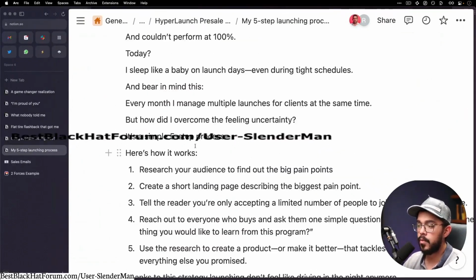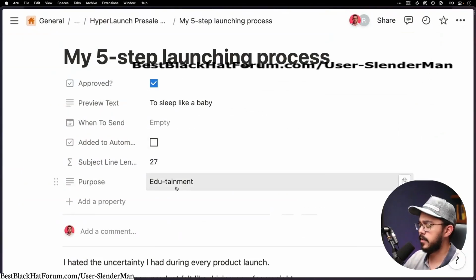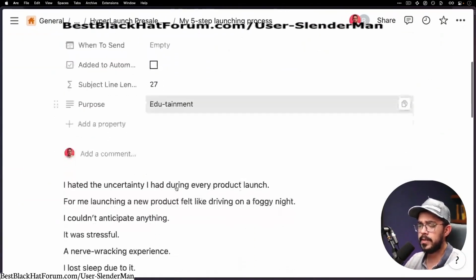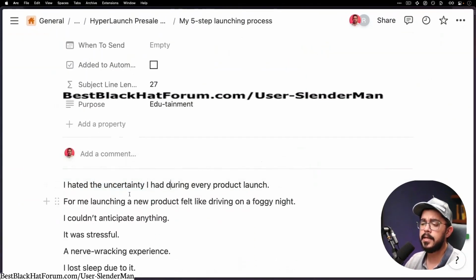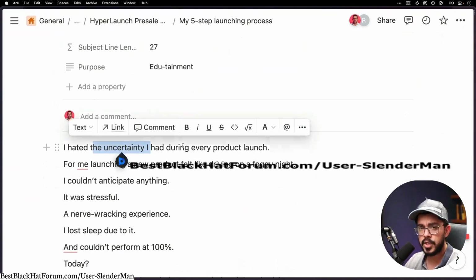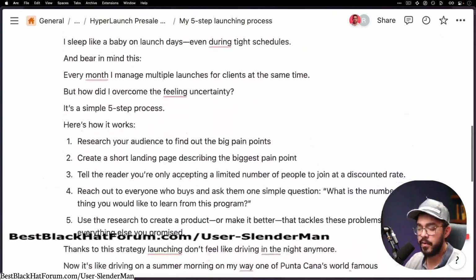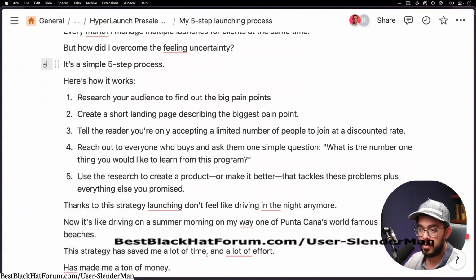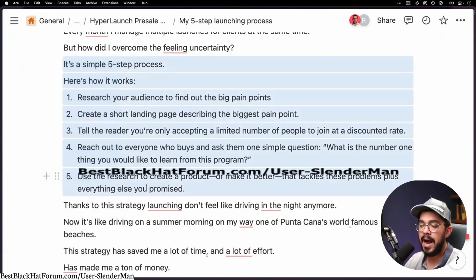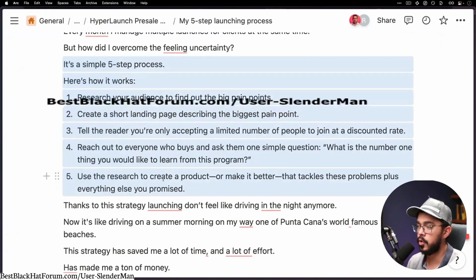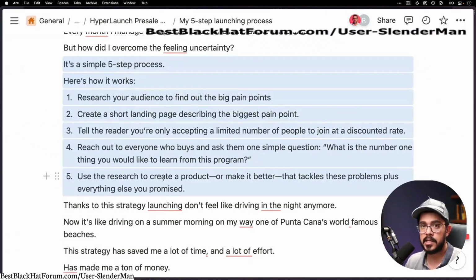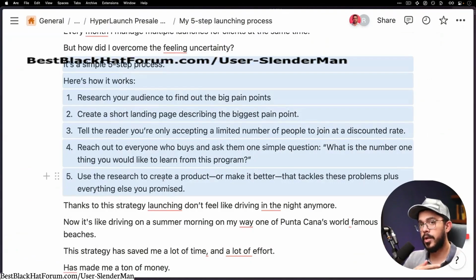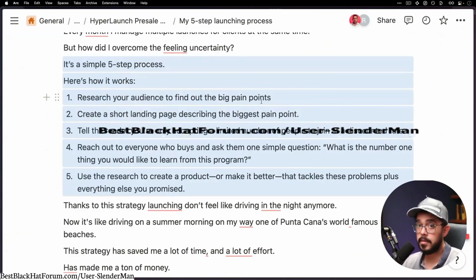And finally, what I call the edutainment. And this is really straightforward. What I do is I take a frustration, in this case, the uncertainty of launching, and then I give you a big picture process on how I think about creating products or achieving X success in that domain. So what you do is you're showing what, not the how.